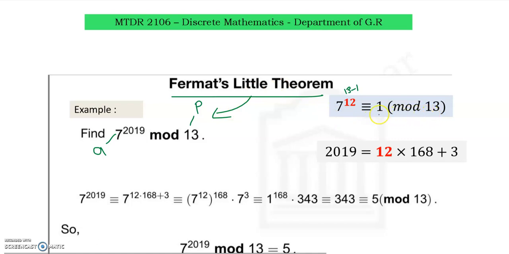Now you see here the exponent of 7 is 12. Now what do we write? We write 2019 as 12 multiplied by 168 plus 3. Here, by Fermat's little theorem, I am writing 2019 as 12 multiplied by some number plus a remainder. So now we can write 2019 is equal to 12 multiplied by 168 plus 3.